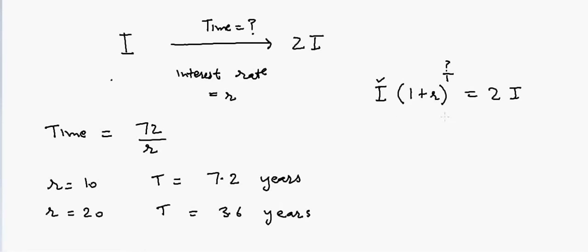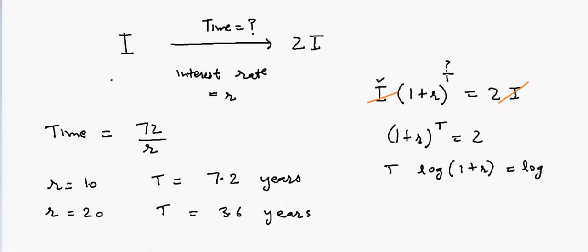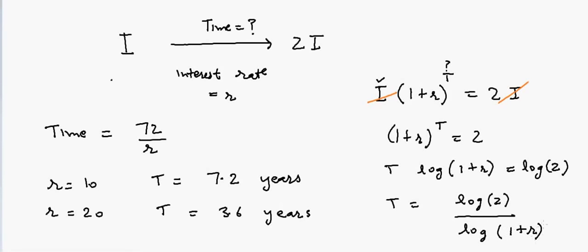Now if we solve this equation, I will be cancelled out by the other I. So this will cancel out, and then we have (1 plus R) to the power t is equal to 2. Further, if you take log on both sides, it will be t times log of (1 plus R) is equal to log of 2, or t is equal to log of 2 divided by log of (1 plus R).